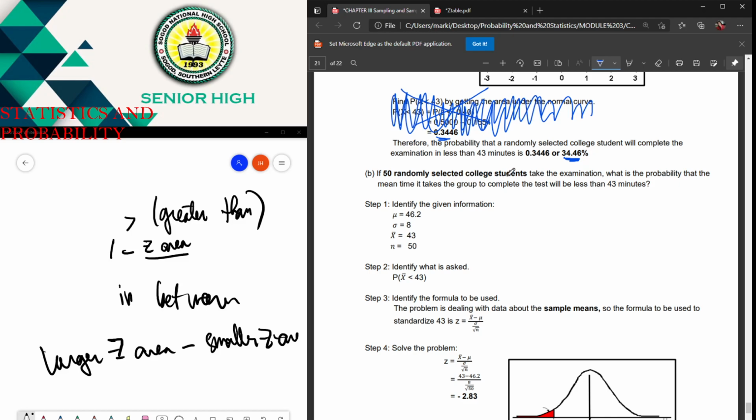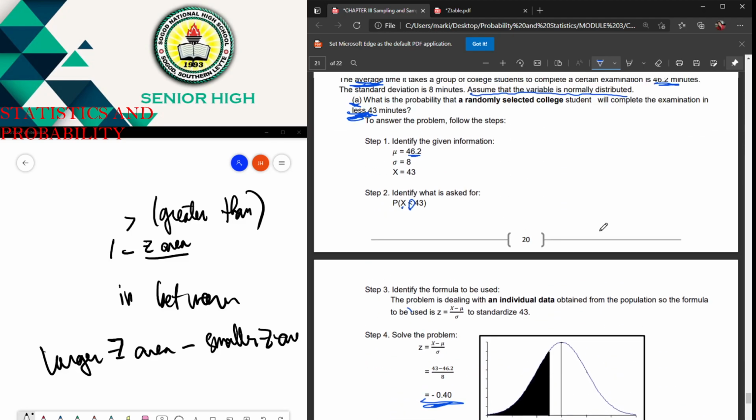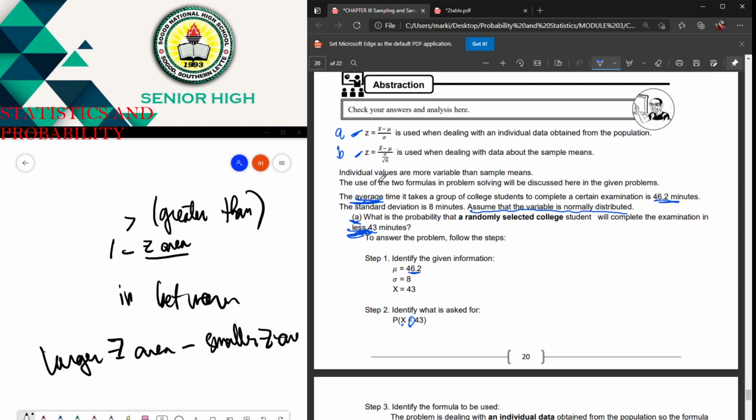If randomly selected students take the examination, so we already have another set, 50 randomly selected college students. Selected means it is a sample. So therefore, what is the probability that the mean is less than 43 again? Because of the words randomly selected, we have a limitation, we have a sample size, therefore we are going to make use of the formula letter B.